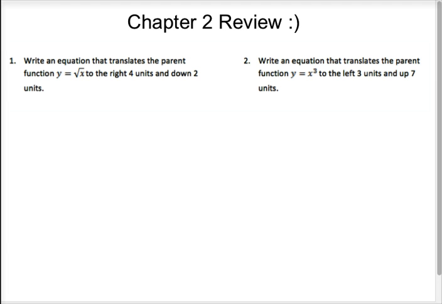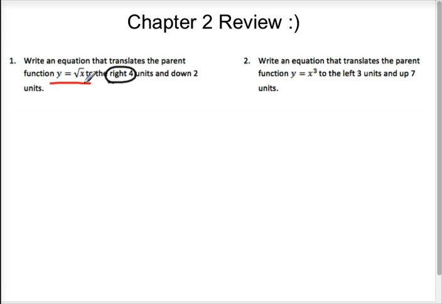Now, for these first 2 questions, I'm giving you a function and then asking you to write me the equation given certain transformations. So we're starting with our parent function, y equals the square root of x. And what are we doing to that function? Well, the first thing we're doing is moving it to the right 4.